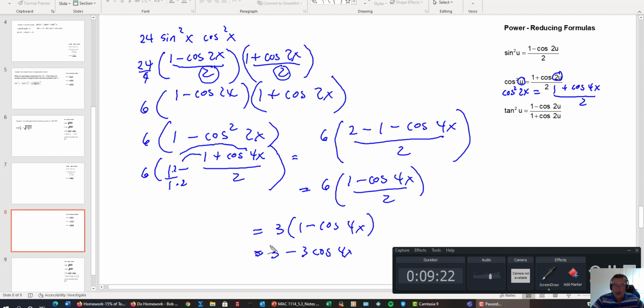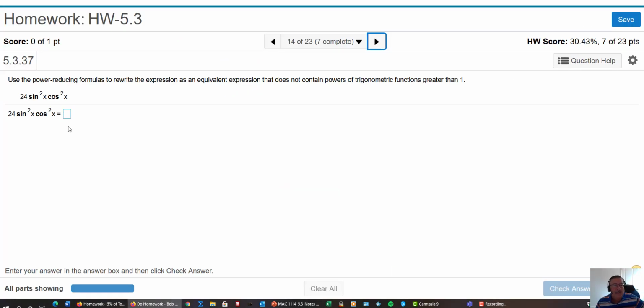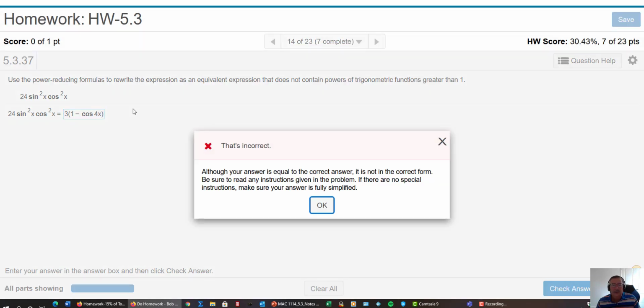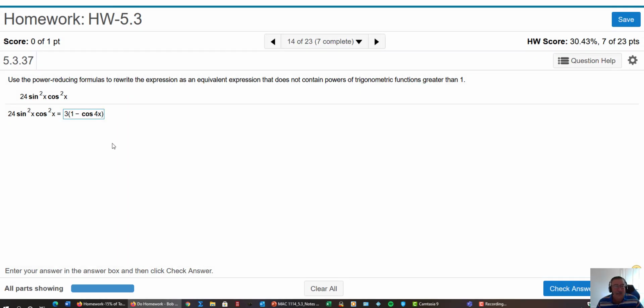Now I'm going to go back to the software and see which one it likes, if not both. All right, now I'm back here and I'm going to go ahead and plug this in. I think I'm going to plug the first answer in here. 3 times 1 minus the cosine of 4x, not distributing it, just to see what happens. Now, believe it or not, sometimes it'll take that, sometimes it won't. Oh, it doesn't like it. So hopefully when we distribute it, it will like it.